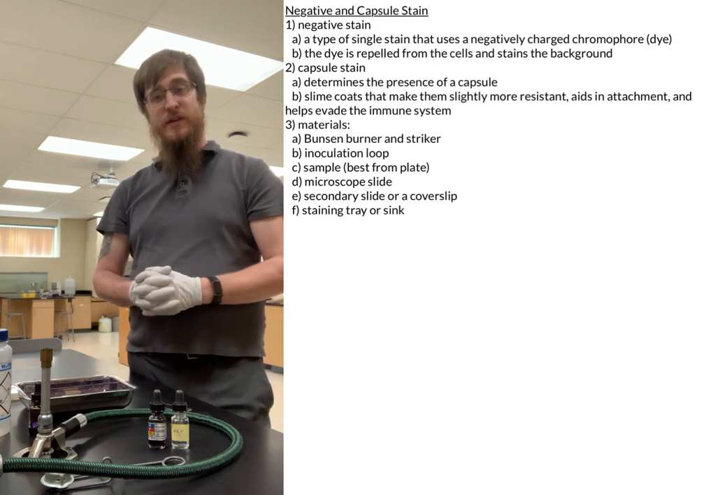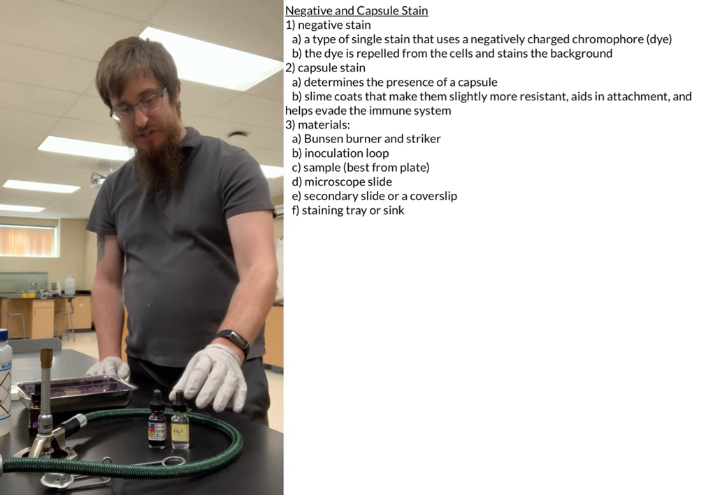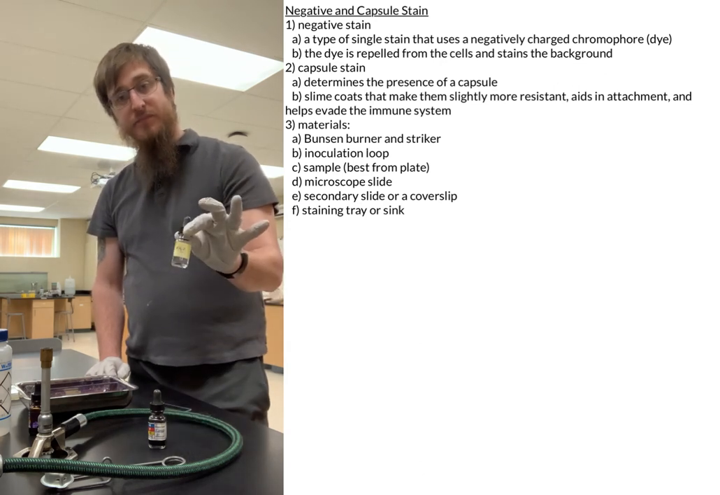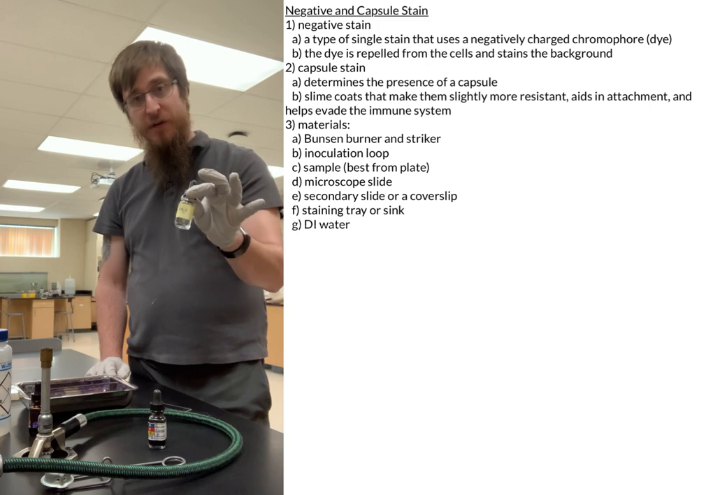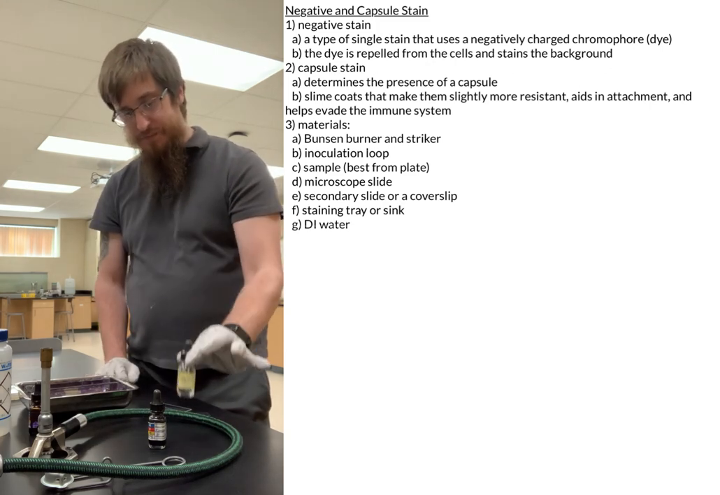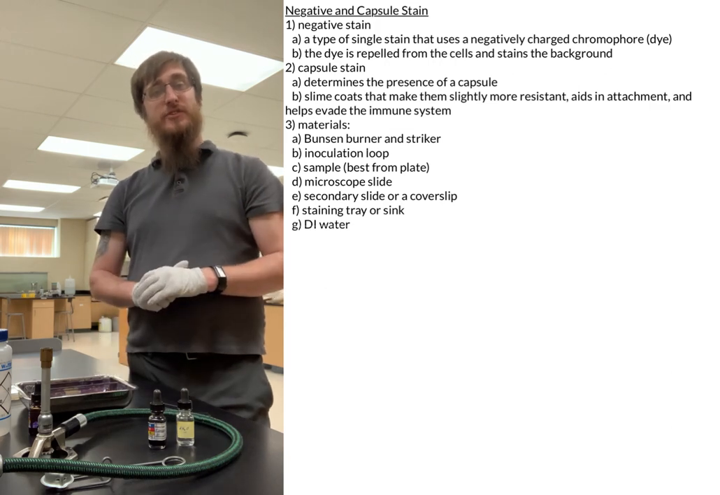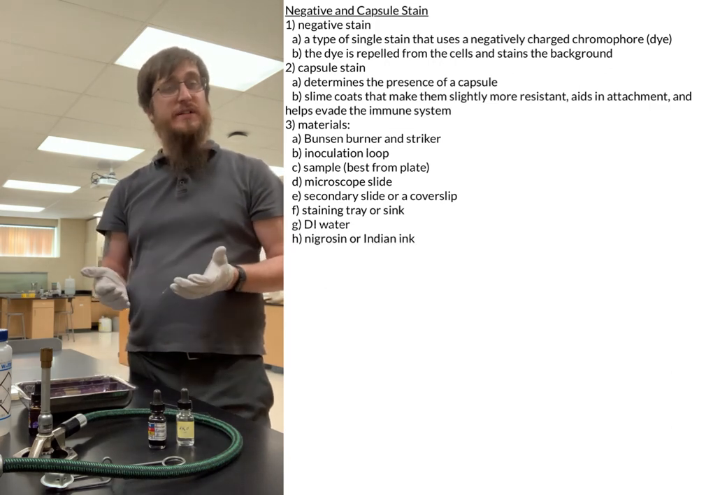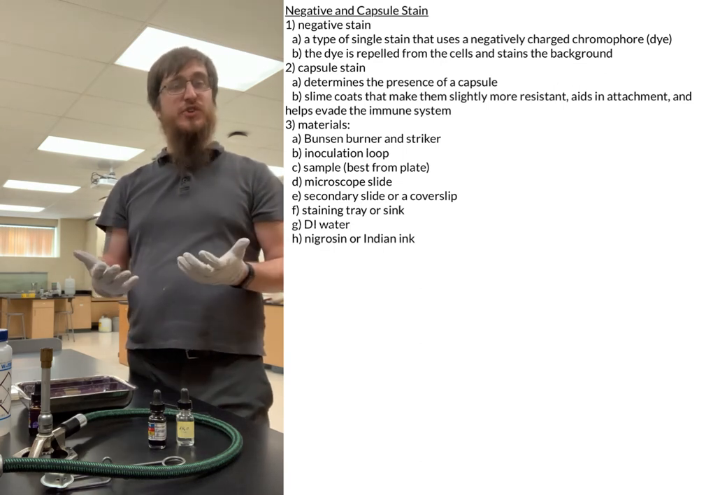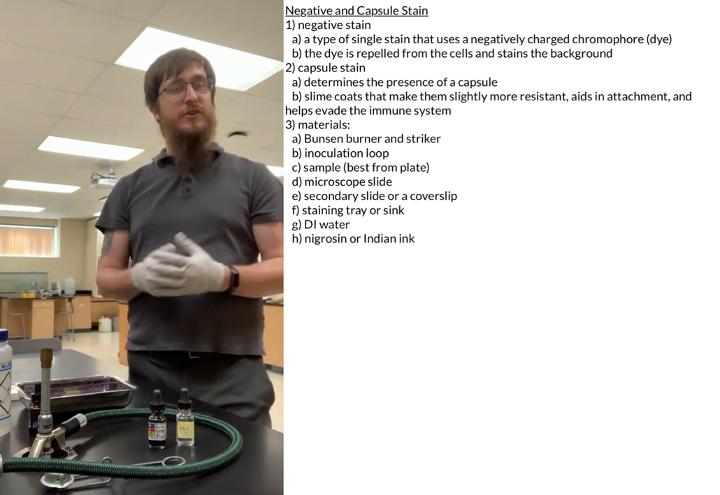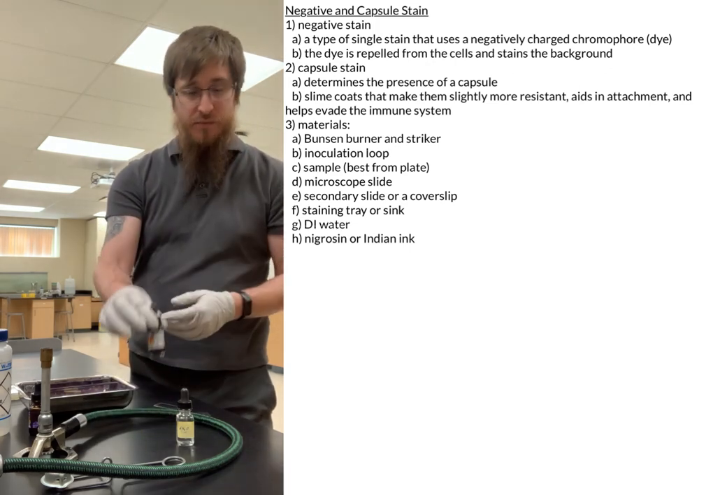And then in terms of the dye that we're going to be using, you will need a way to get a drop of water onto your slide. So I just have my little DI water bottle here. And the stains that you can use for a negative stain are either what we call nigrosin ink or Indian ink. Both of these stains are negatively charged stains to stain the background and not our cells themselves. I happen to have nigrosin ink, so that's the one that I'm going to be using.